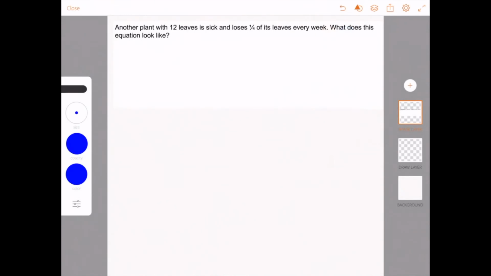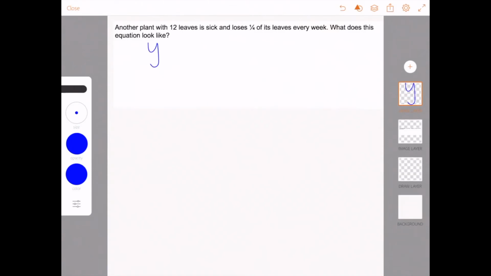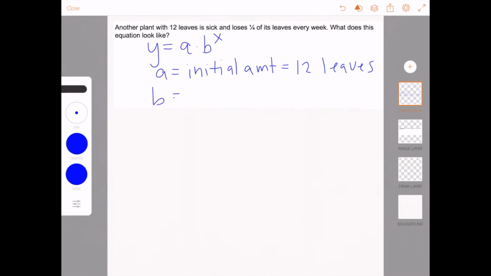Now we're going to change another part of the equation, and in this example we have a plant that also has 12 leaves, but this one is sick and loses 1/4 of its leaves every week. So what does this equation look like? Well, we know we're still working with our y equals a times b to the x equation, and we know a is our initial amount, and we're still starting off with 12 leaves in this case. So our a value is still 12, and our b value, which is our growth rate.